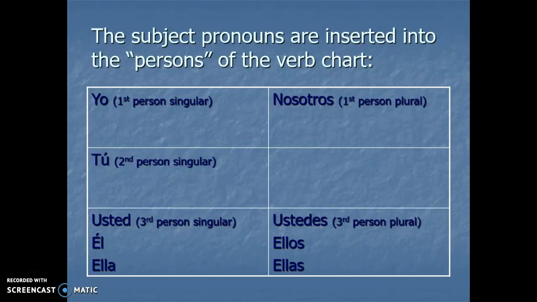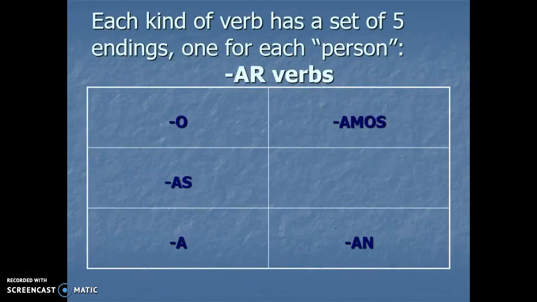So the subject pronouns are inserted into the persons of the verb chart. So as you can see, this side is singular, this side is plural. So yo is first person singular, tú, second person singular, usted, él, ella, third person singular, nosotros, first person plural, and ustedes, ellos, and ellas, third person plural. Okay? Nothing new. We know this already. Now, here is the new part.